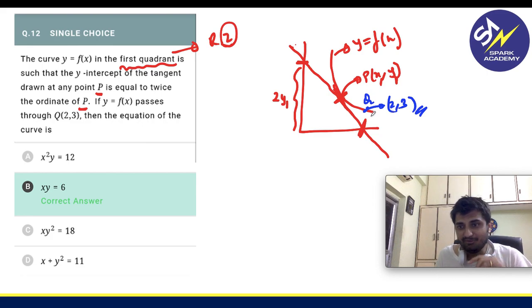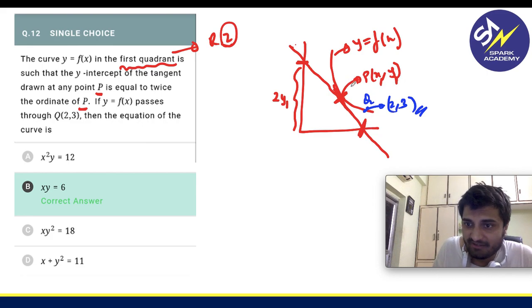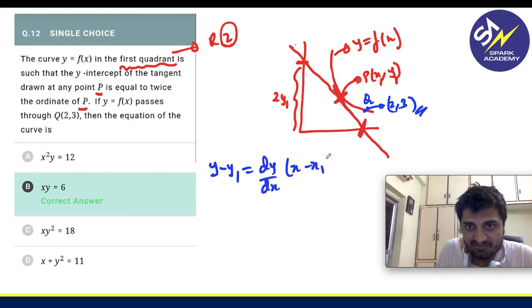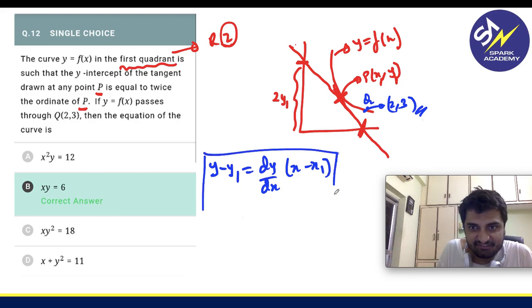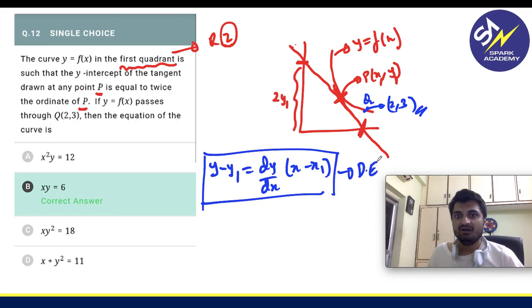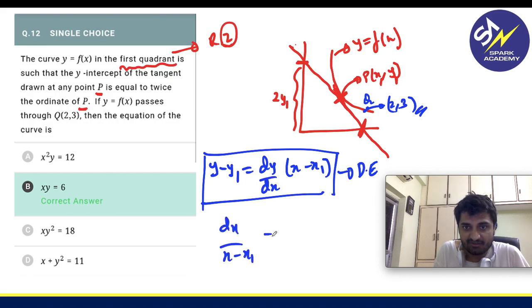So now you have to do reverse. We don't know the tangent equation. What is the tangent equation? Y minus y1 equals dy by dx into x minus x1. Perfectly fine, right? Now what all are unknown here? This is like a differential equation, correct? Unknowns are x1 and y1. Can I solve this differential equation? What will I do? dx by x minus x1 equals dy by y minus y1 I can do.